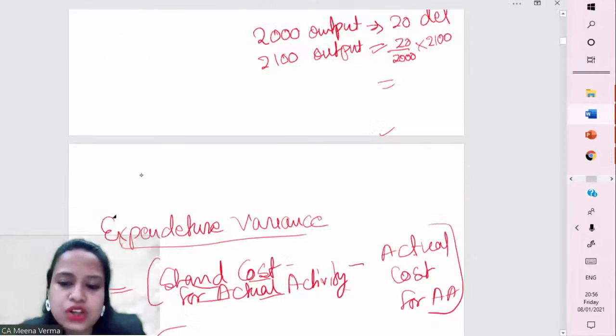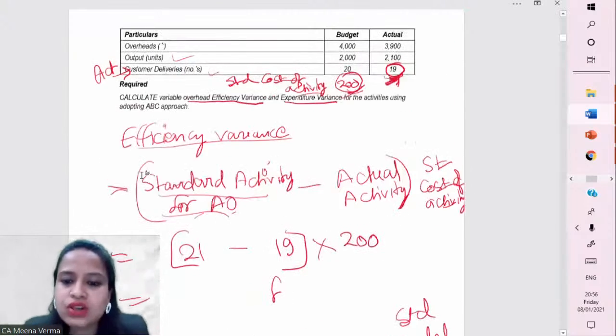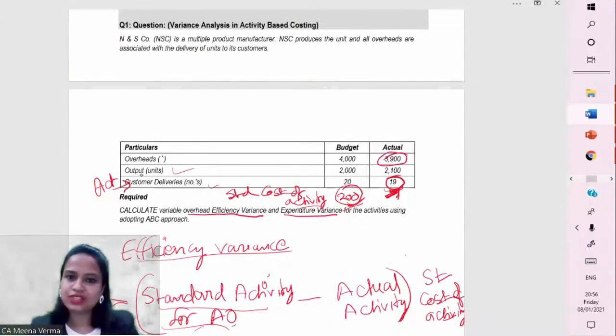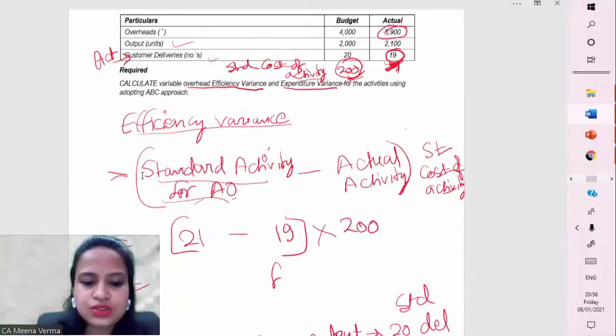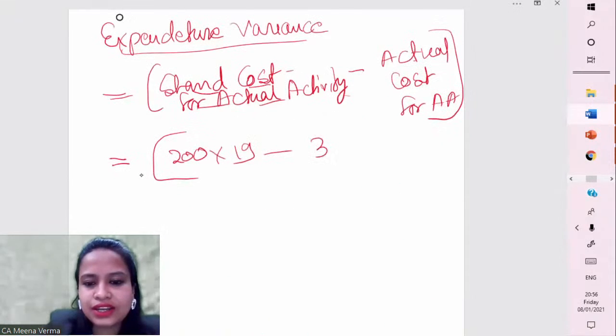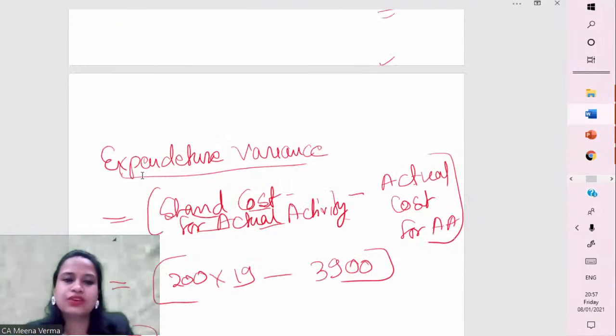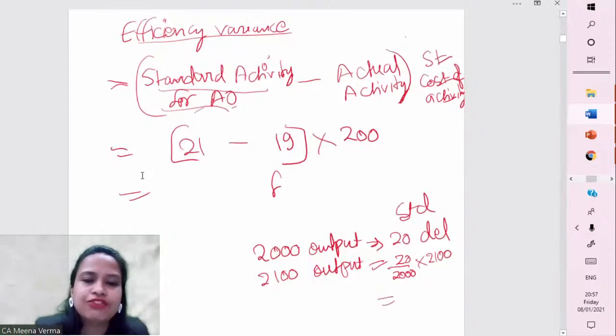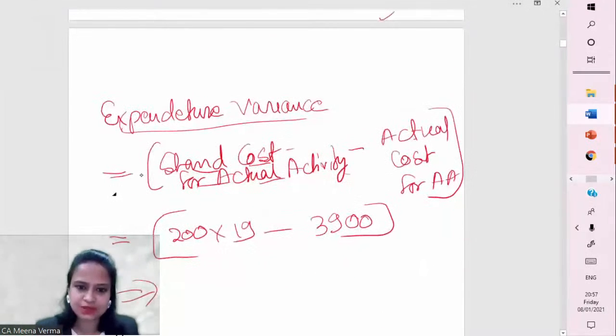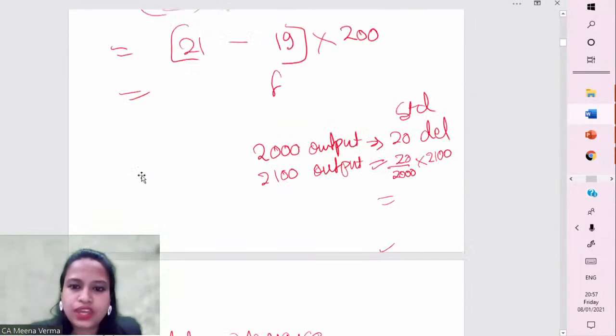What is my actual cost? 3900 will be my actual cost. So this way I'll get the expenditure variance. So this way you can get the efficiency variance as well as the expenditure variance. Okay.